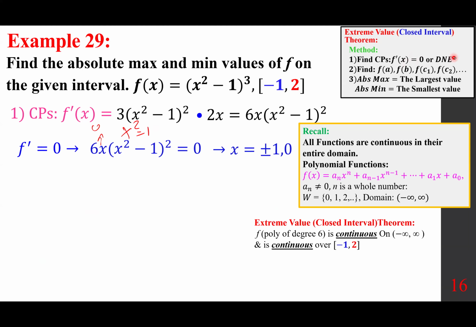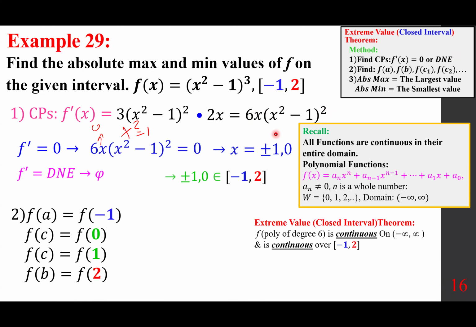Now, f prime does not exist doesn't produce any solution, because f prime itself is a polynomial of degree 5. 2 squared, 2 times 2 is 4, and this is 1, so 5. And so all three work out because they are in the interval of -1 to 2. And the reason is because one of them is the endpoint, 0 and +1 are in between. So we're going to evaluate the original function at all those points.